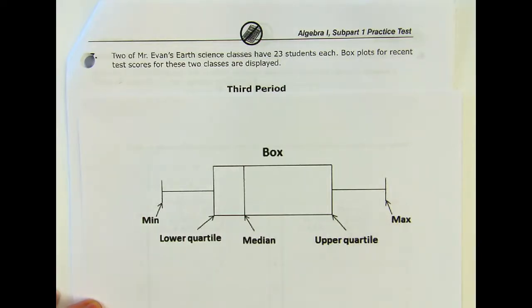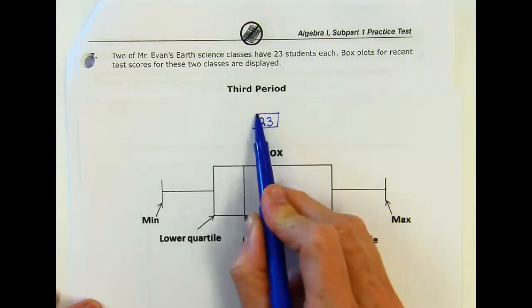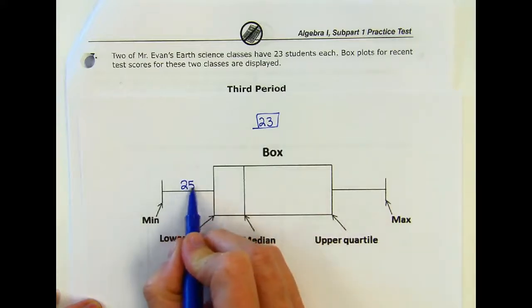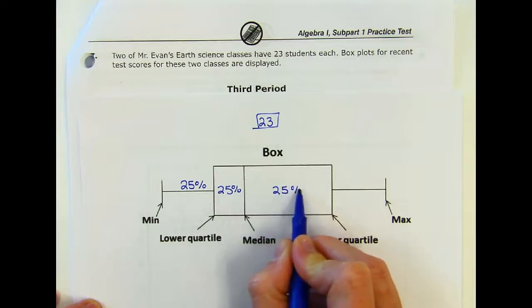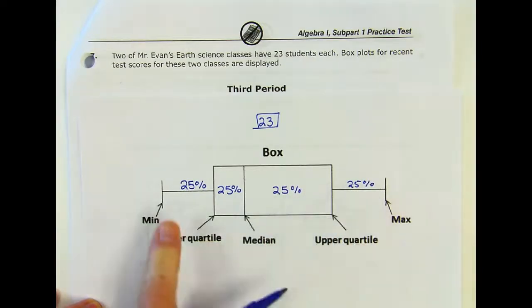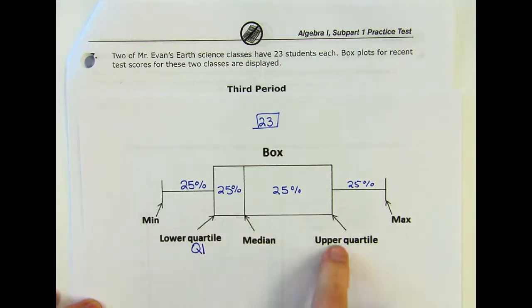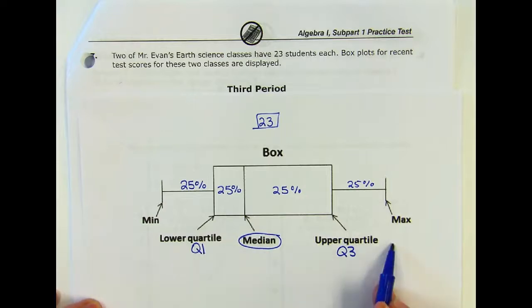Now, the most important thing that you need to realize is that 23 students happen to be in each class. So the box plot takes those 23 students and breaks it up into 25% chunks. Every time you see a portion of the box plot, it is representing 25% of the data. Now, the lower quartile is also called quartile 1, the upper quartile is called quartile 3, and the median is right in the middle. Notice that nothing about the mean is reported on a box plot.